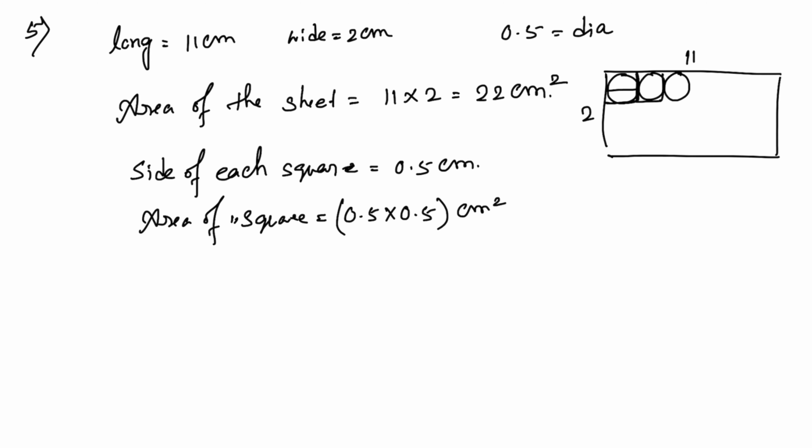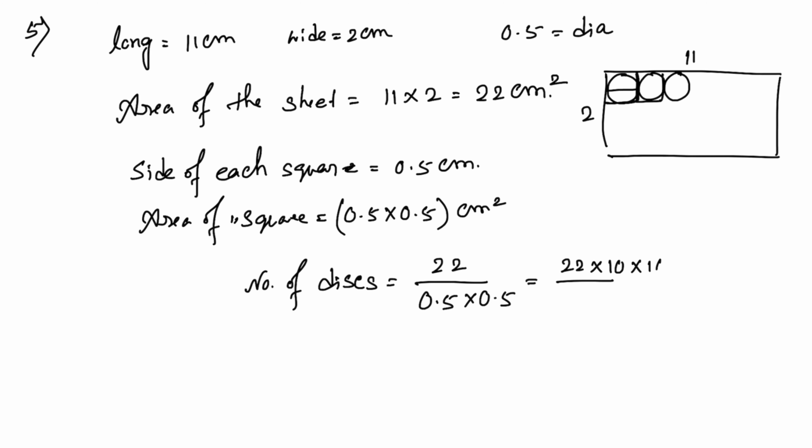So now the number of discs equals 22 by 0.5 into 0.5, that will equal 22 into 10, again 10, divided by 5 and then 5.